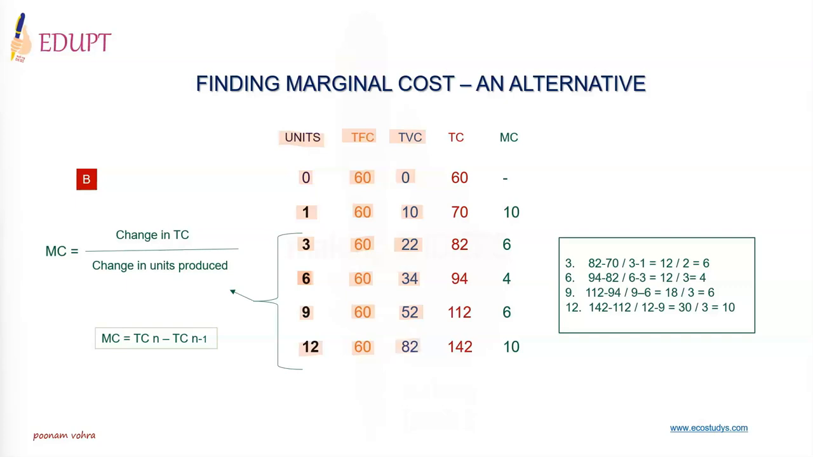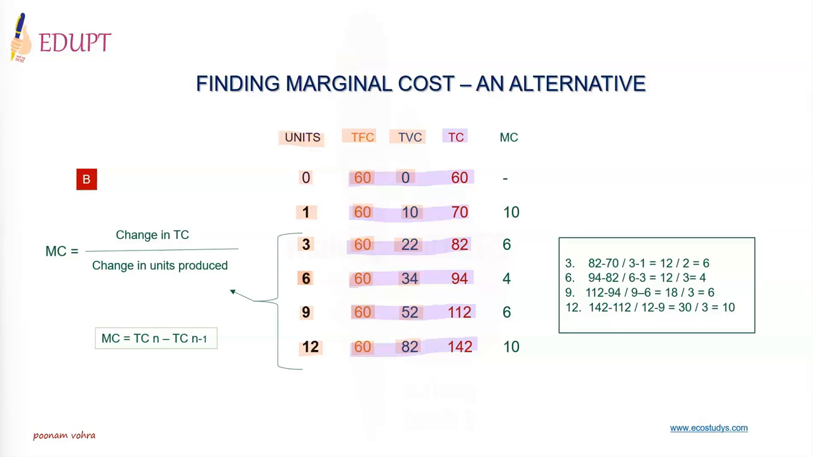One can find total cost with the summation of total fixed cost and total variable cost, which is 60 when 0 units are produced, 70 when 1 unit is produced, 82 when 3 units are produced, 94 when 6 units are produced, 112 when 9 units are produced, and 142 when 12 units are produced.